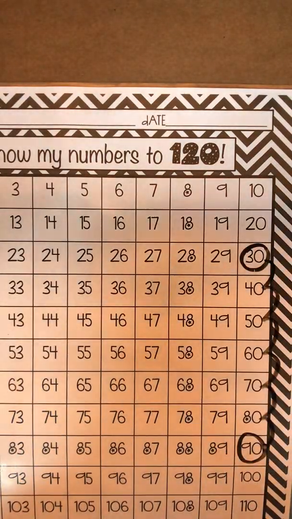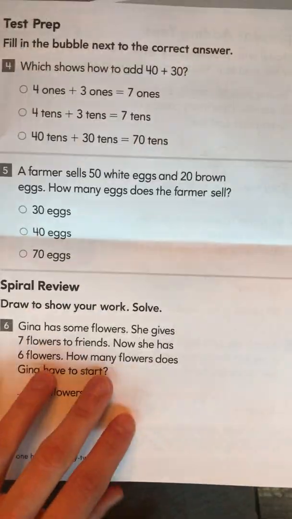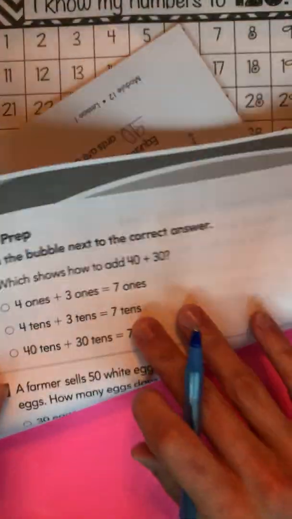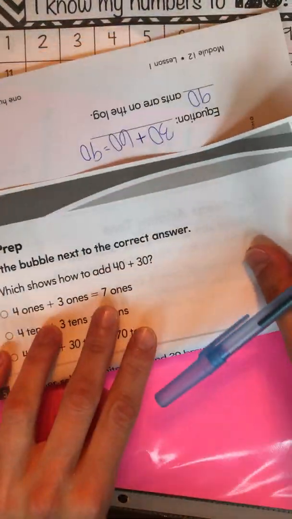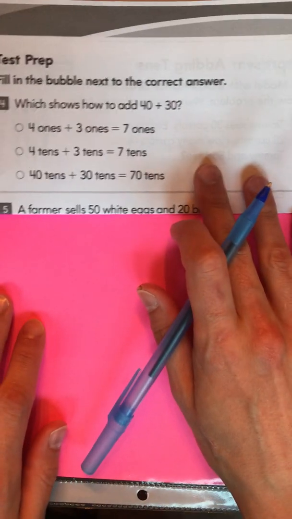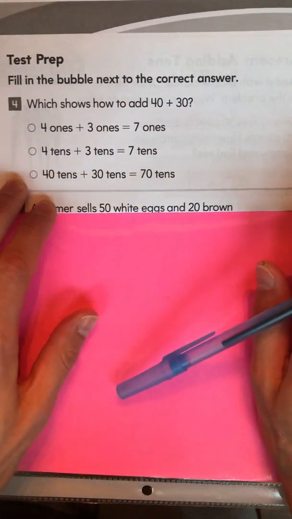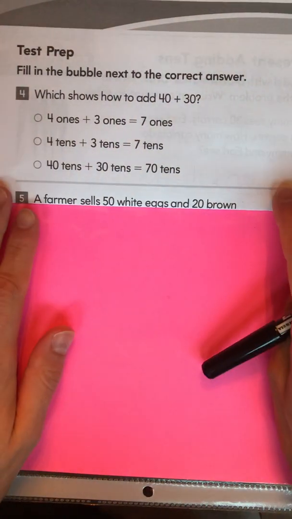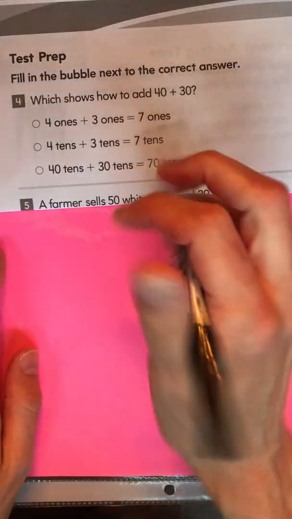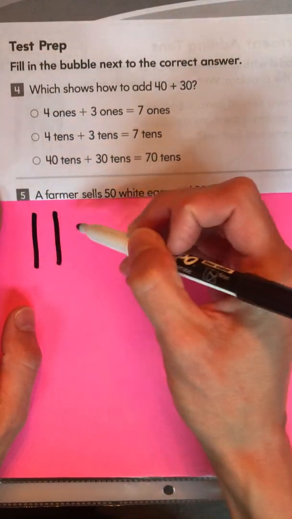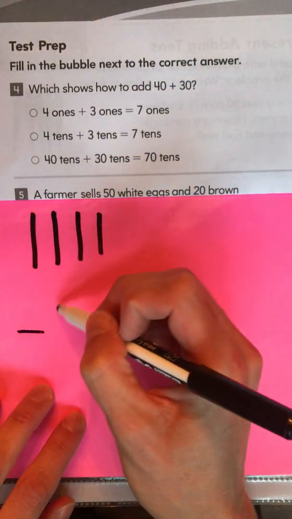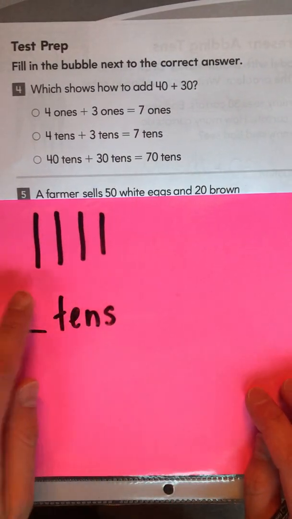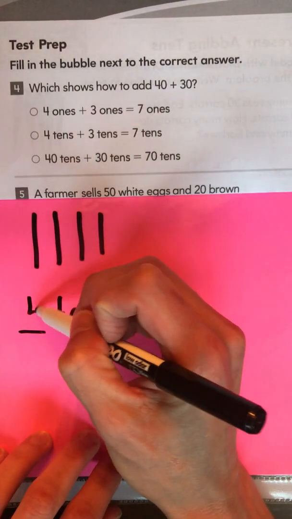Okay, friends, let's flip our paper over and take a look at number 4. Number 4 says, which shows how to add 40 plus 30. I'm going to write out how many 10s I have to solve this problem. So when I look at 40, if I draw 40, count it with me. 10, 20, 30, 40. So how many 10s do you see in 40? That's right, there's 4 10s.